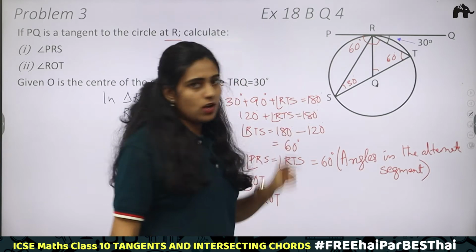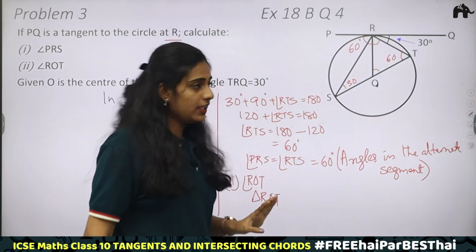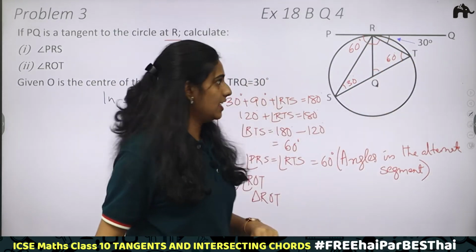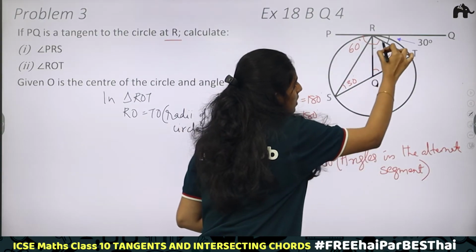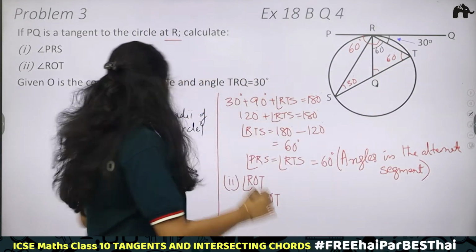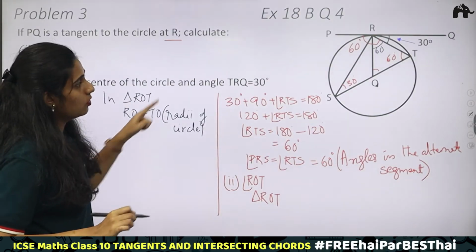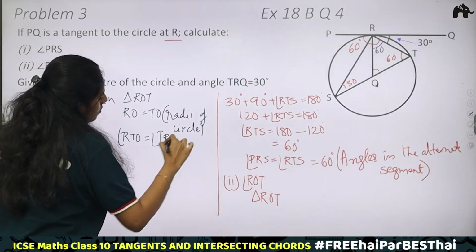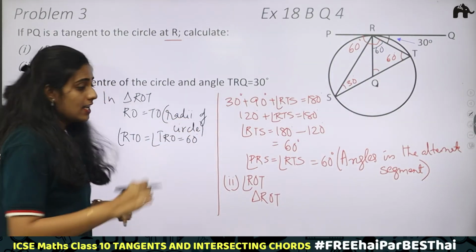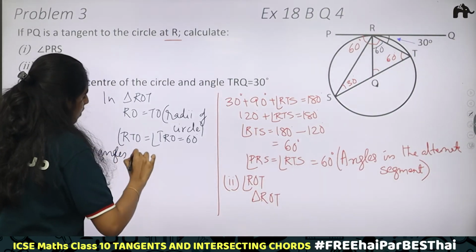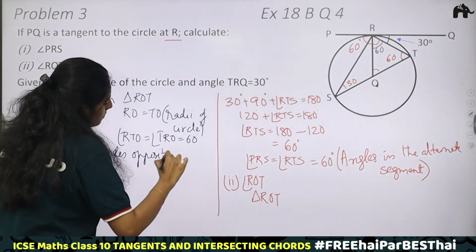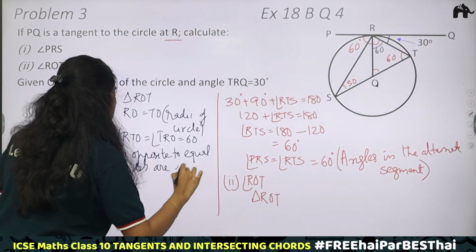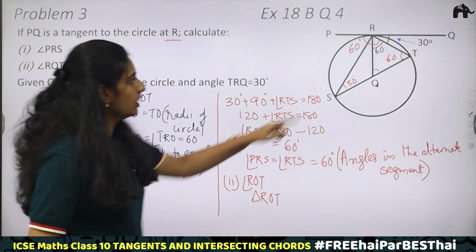Since RO and TO are equal, angles opposite to equal sides should be equal. Here we have angle opposite to RO, that is RTO, is equal to 60 degree. Then what is TRO? This angle also will be equal to 60 degrees. We have angle RTO equal to angle TRO, that is 60 degree. Reason? Angles opposite to equal sides are equal. Okay, so we got this angle.